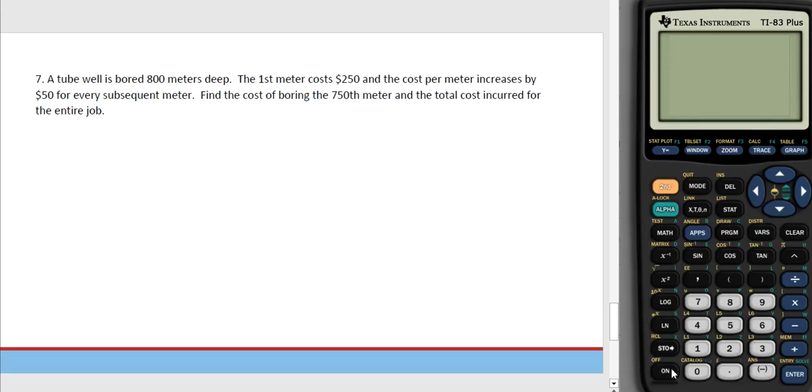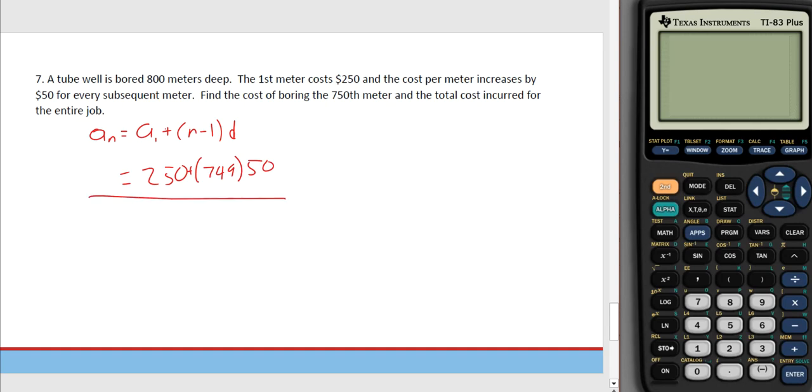So to do that, we are going to use the sequence formula for arithmetic. So that would be An equals A1 plus n minus 1 times the common difference. Now, our first value was the $250. Our n value is the 750 minus 1, which would be 749, and then our common difference is $50, right?